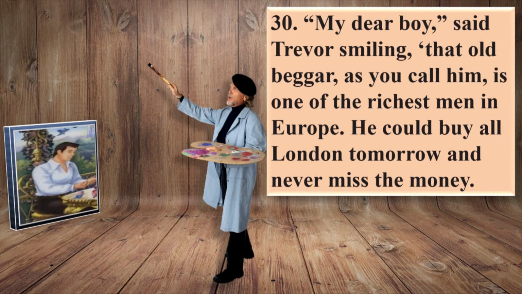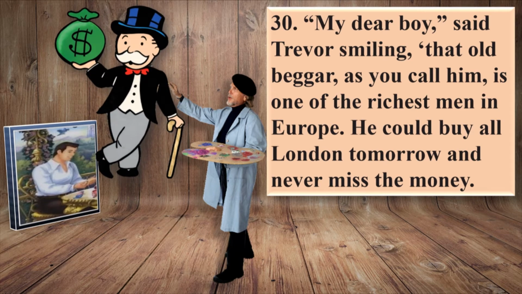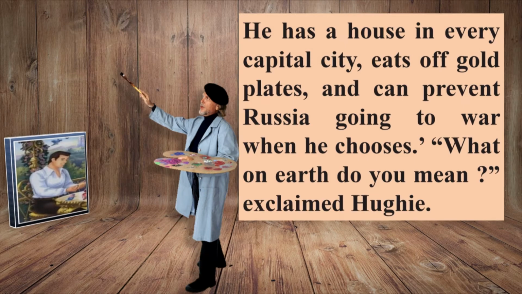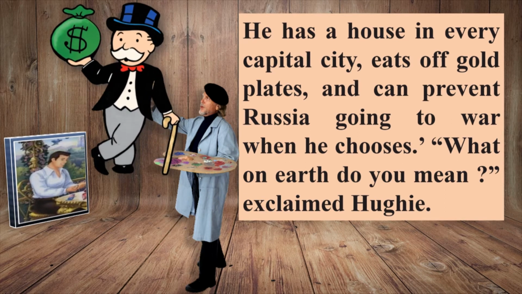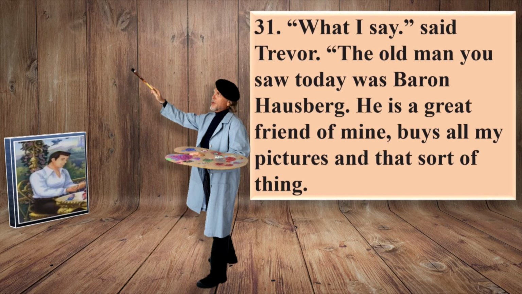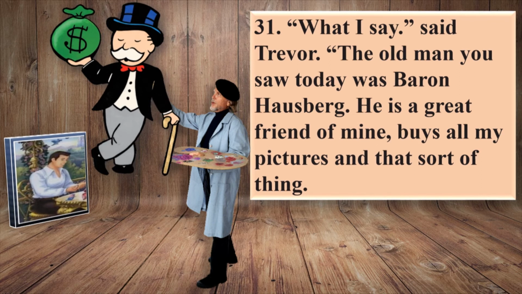"My dear boy," said Trevor, smiling, "that old beggar, as you call him, is one of the richest men in Europe. He could buy all London tomorrow and never miss the money. He has a house in every capital city, eats off gold plates, and can prevent Russia going to war when he chooses." "What on earth do you mean?" cried Hughie. "What I say," said Trevor. "The old man you saw today was Baron Hausberg. He is a great friend of mine, buys all my pictures and that sort of thing."